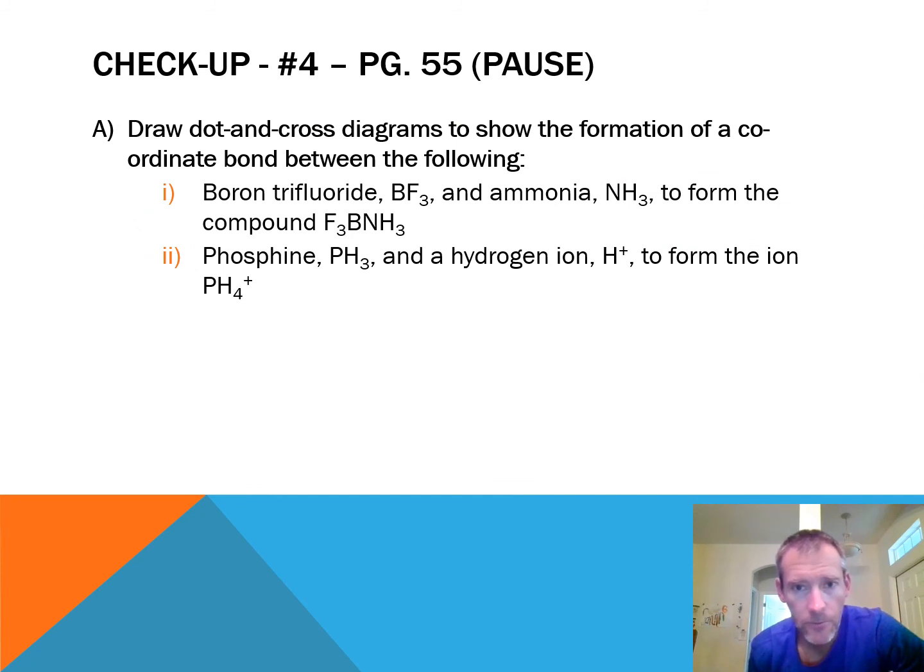Alright, we're going to do some practice on checkup number 4. So you want to practice showing the coordinate bonds between boron trifluoride, BF3, and ammonia, NH3, and it's going to form a bond between our compound F3B-NH3. And then phosphine, PH3, and a hydrogen ion are going to form the ion PH4+. Okay, so you want to practice that and pause.